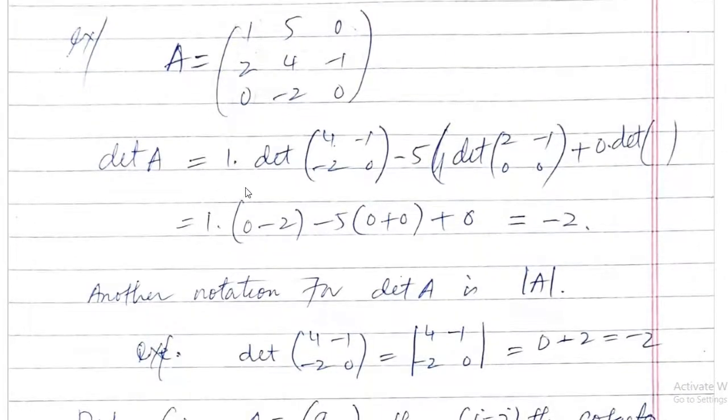Okay, so see, 1 multiplied by the determinant after deleting this row and column, so 4 minus 1, minus 2 0. You see this is the same one. Then you have 5, but 5 comes with a minus sign, and now delete this row and this column, so you get 2 minus 1, 0 0. The third one is 0, and you delete this row and this column, you get 2 4, 0 minus 2. I did not write here that it is 2 4 0 minus 2 because the entry outside is 0, so it doesn't matter what you get here. When you multiply something by 0, it gives you 0.